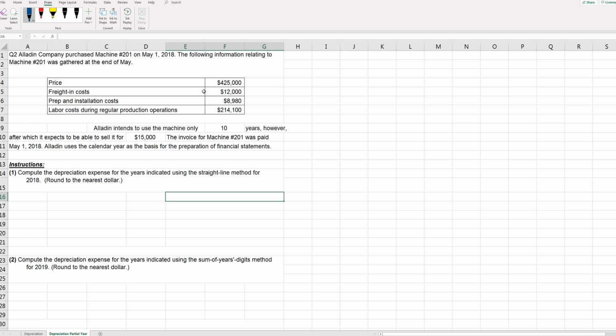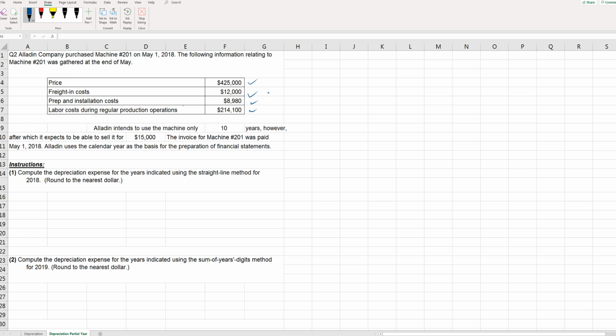Now we're going to talk about a partial year setting. The company has the following information: the acquisition price, the transportation cost, the installation preparation cost, and labor cost during regular production operations. This relates to chapter 10, in which we record the acquisition cost for a PP&E asset.